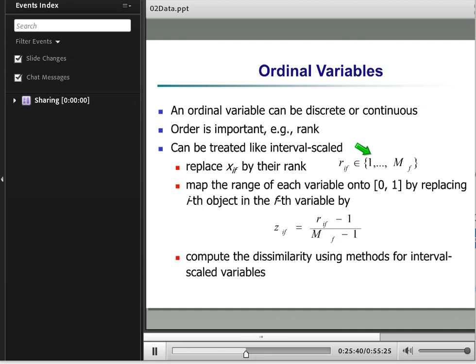For example, if I'm looking for the distance between a simple soldier and a major, I can use, for example, Manhattan distance or something like that. And I can also find the distance between a simple soldier and a general.